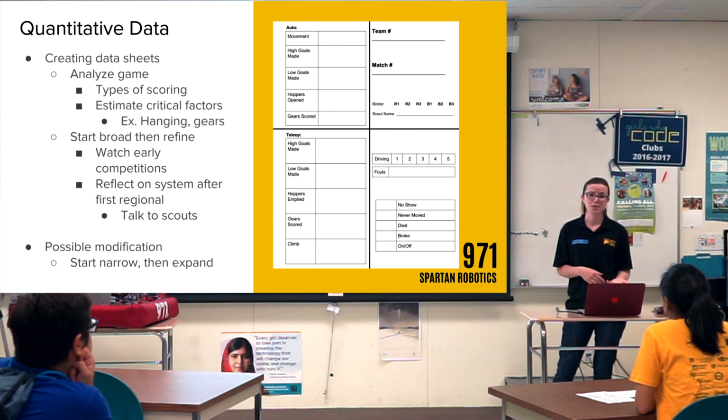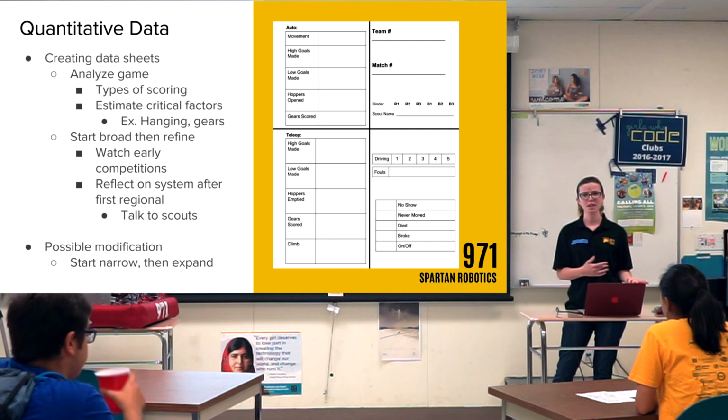We watch early competitions, week 0, week 1. We think about like, okay, if I'm a scout using this data sheet, does it make sense? Can I follow this? And then after you have your first regional, reflect on the system, talk to scouts, refine your sheet. You're always evolving your system.